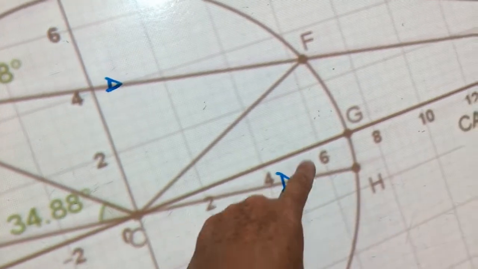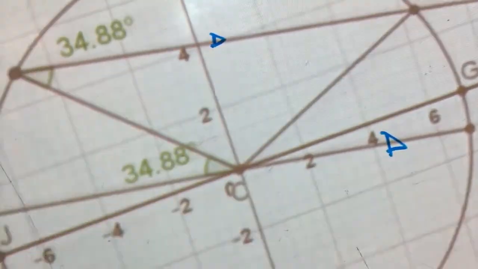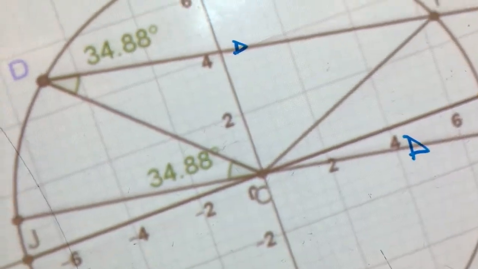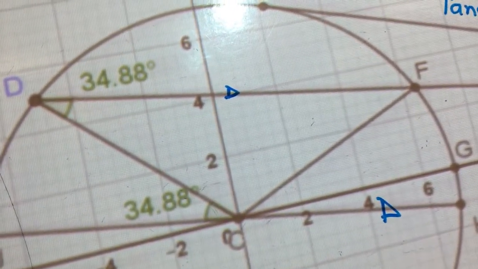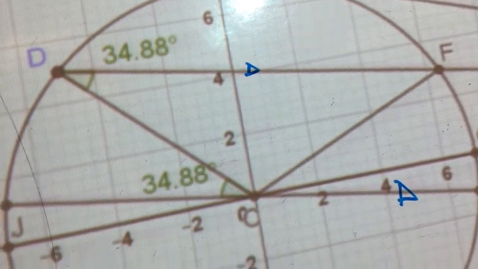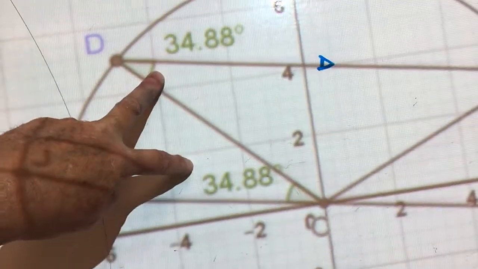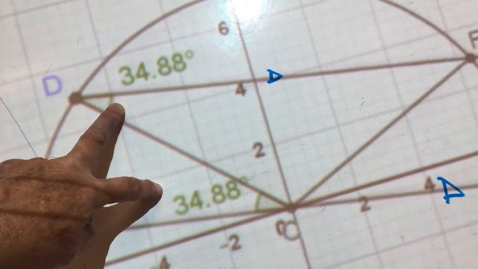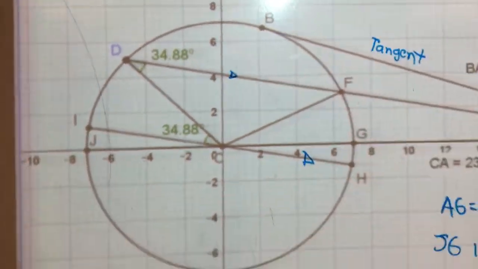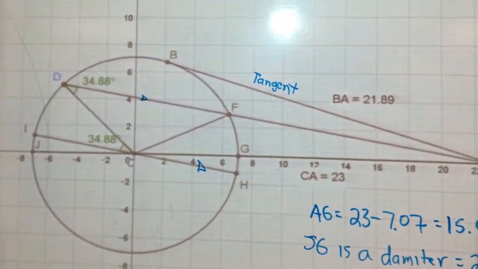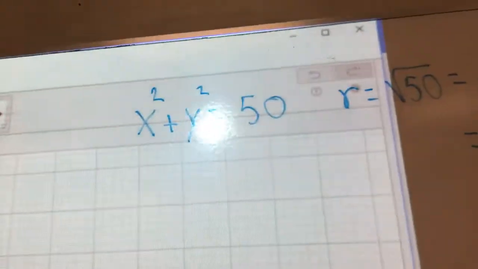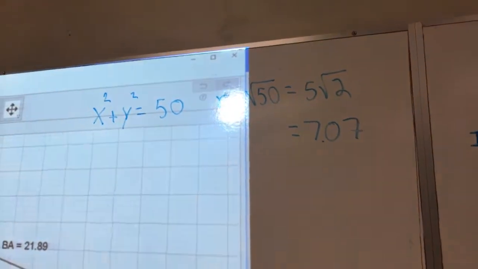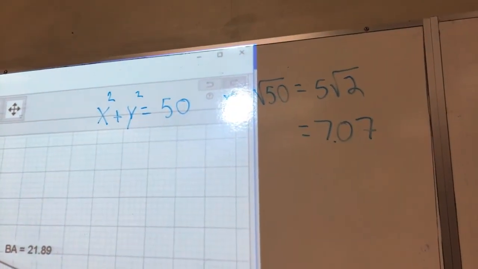Now, if these two lines are parallel, that means that with this transversal and these two parallel lines, alternate interior angles of two parallel lines cut by a transversal are congruent. These two angles are congruent. So I stuck that in there, okay? All right, now, before we go into the numbers, here's the equation of the circle. It says that x squared plus y squared is equal to 50.